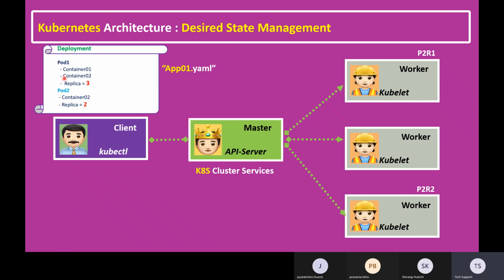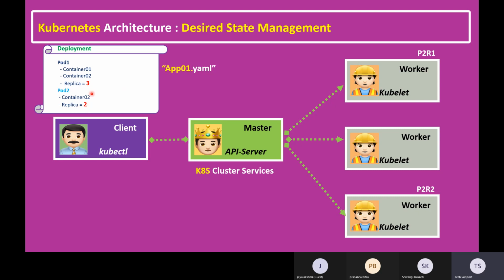In the left side diagram, you see the deployment file app1.yaml, and this deployment has two pods. A pod is like a virtual machine. Within pod 1 there are two containers running, and the replicas are configured as three. For pod 2, I mentioned the container name as container two, and the replicas are two. You can use any container name, just for easy understanding. I mentioned 0203, but you can use any number. Pod 2 we configured with two replicas.